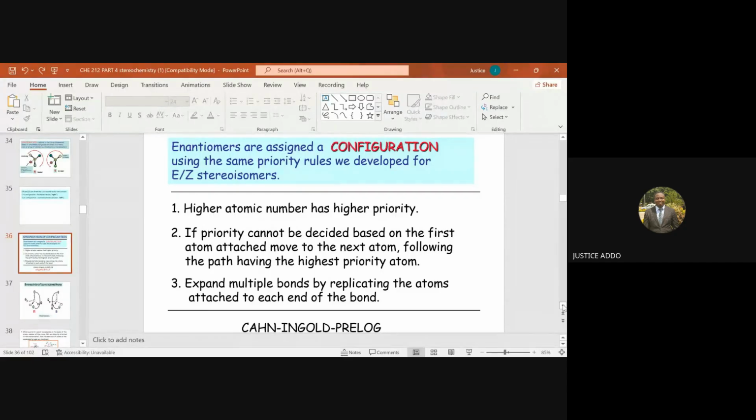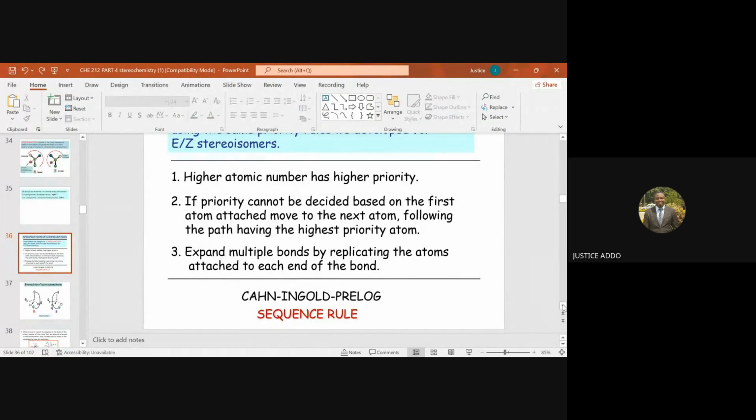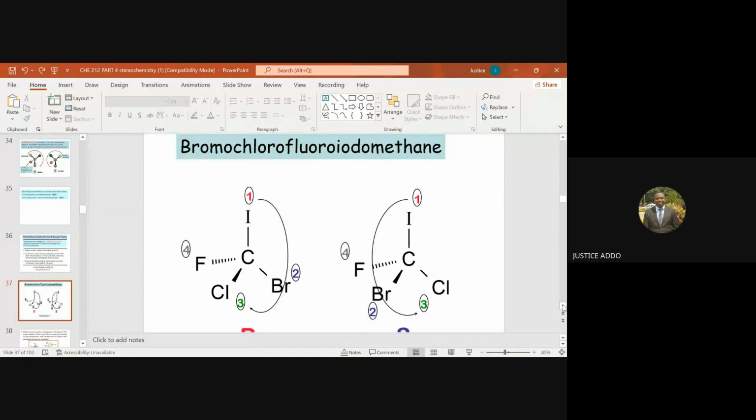And then where we have multiple bonds, like a double bond or triple bond, you have to expand them by replicating the atoms attached to each other at the bond. And that's what we call the Cahn-Ingold-Prelog rule. We are already conversant with this rule, and so we are going to apply the same rule at this point.